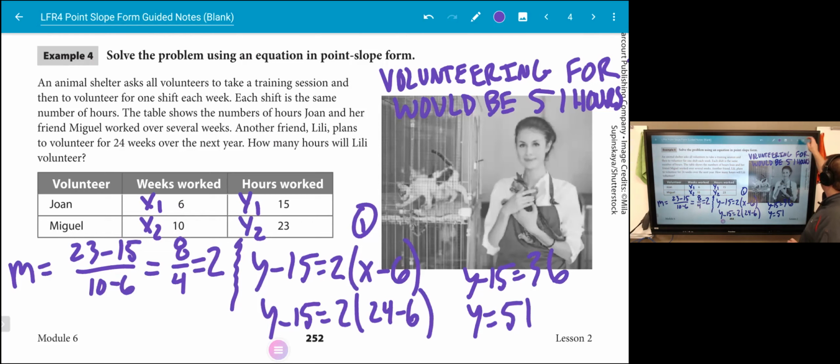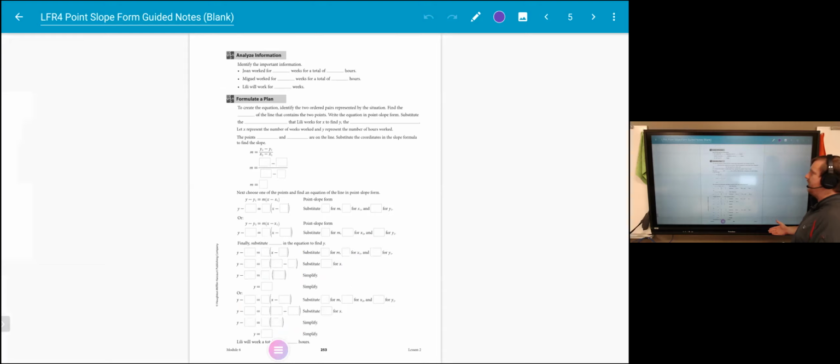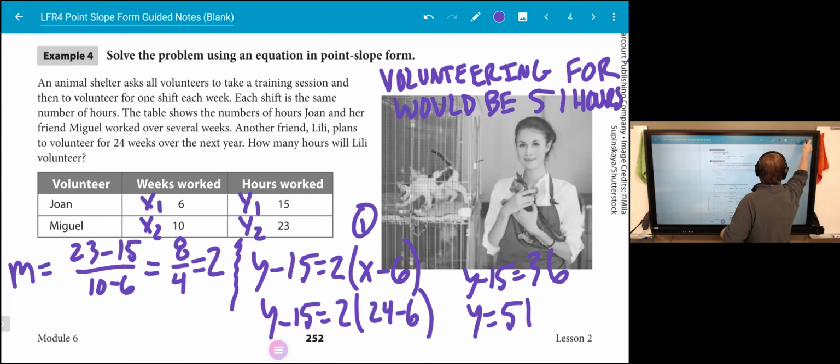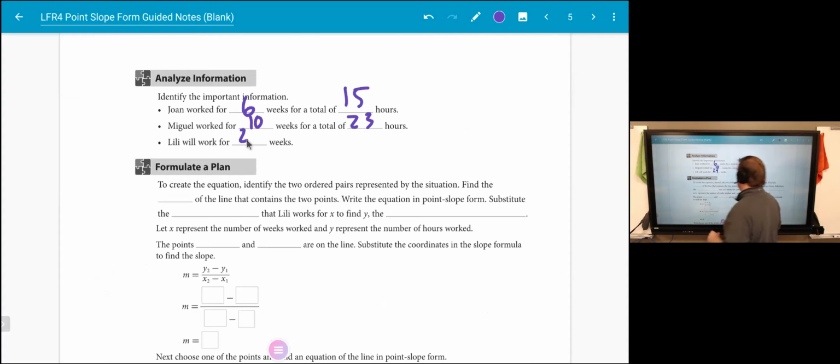Again, this is the whole thing that we just went through. We kind of talked about this already. Joan worked for 6 weeks, 15 hours. Miguel worked 10 weeks for 23 hours. Lily worked for 24 weeks. We used these as an x and a y. We found the slope. We put it in point slope form, and then we solved. And then we rewrote it at the end. She's going to work for 51 hours.